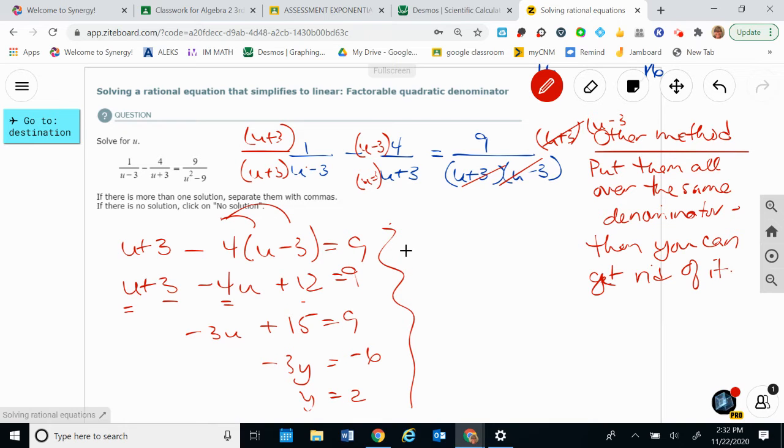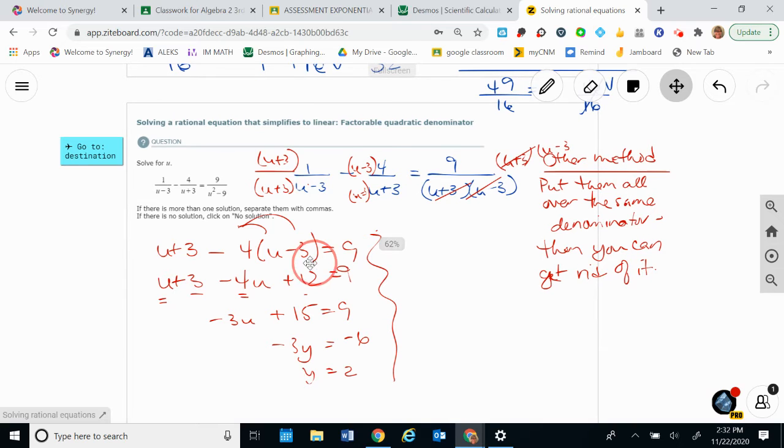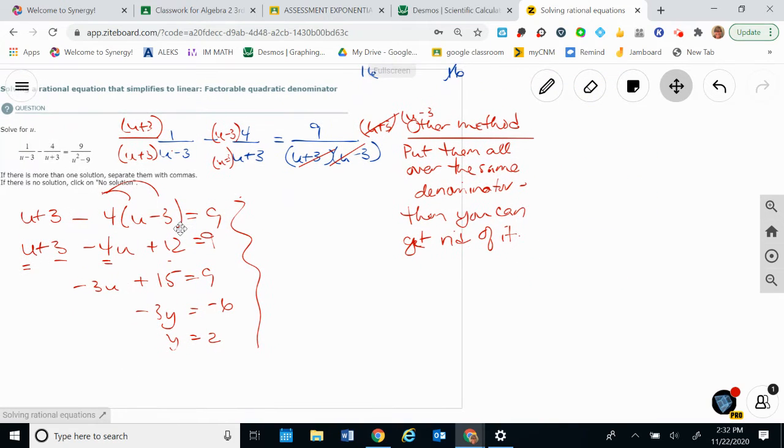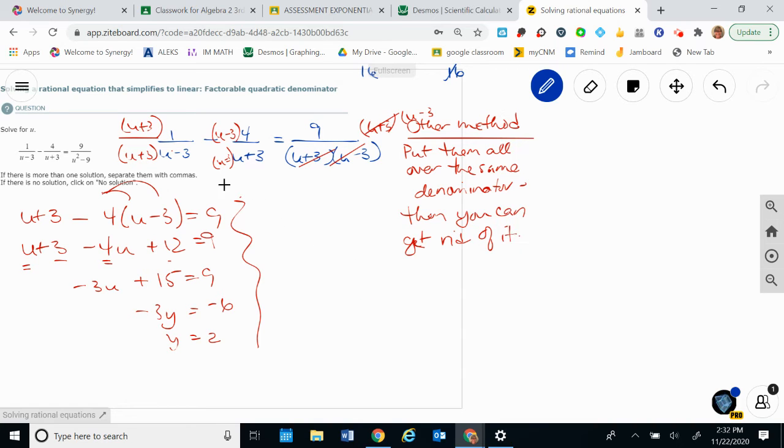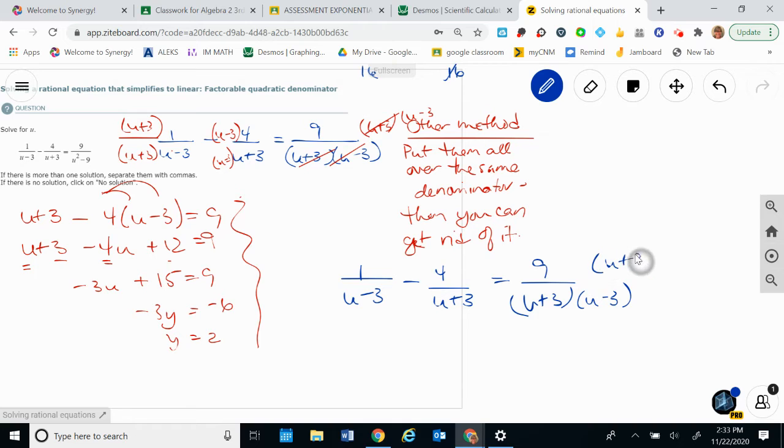Yeah, I mean, had you decided to multiply everything by the least common denominator, I'm going to go ahead and shrink this a little bit. I do want to show that method because it might be easier for you guys. So here I was, I'm going to take it from here. 1 over u minus 3 minus 4 times u plus 3 equals 9 over u plus 3 times u minus 3. And we're going to multiply everything by the least common denominator.